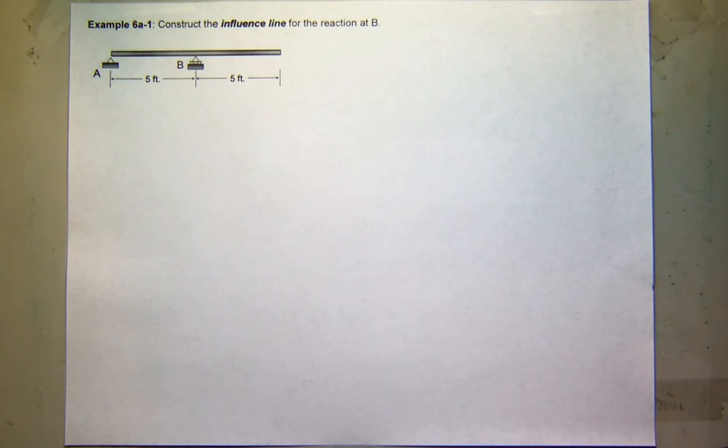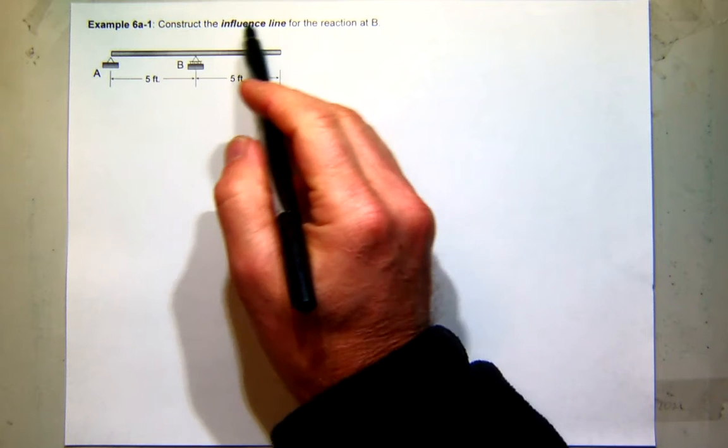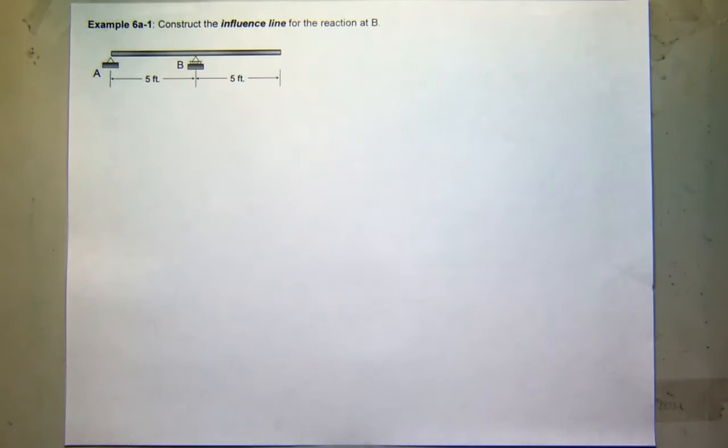All right, so let's work on this one. So we just started talking about influence lines. We'll start off pretty slow. So I want to construct the influence line for the reaction at B.